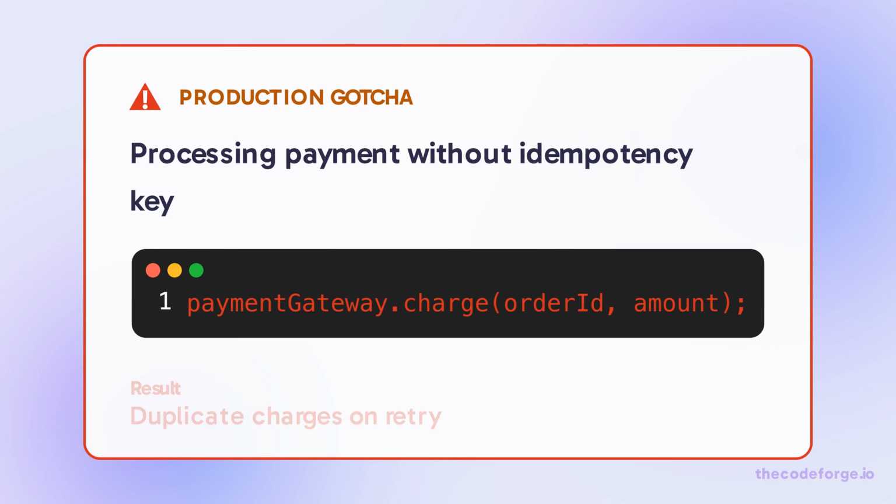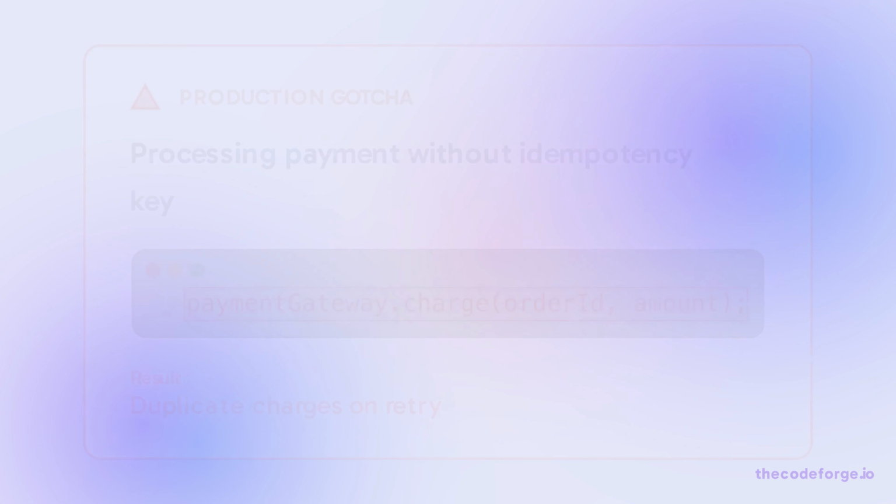Never accept a payment request without an idempotency key. If the call times out and you retry without the key, the customer gets charged twice. Always include an idempotency key and store it before making the external call.